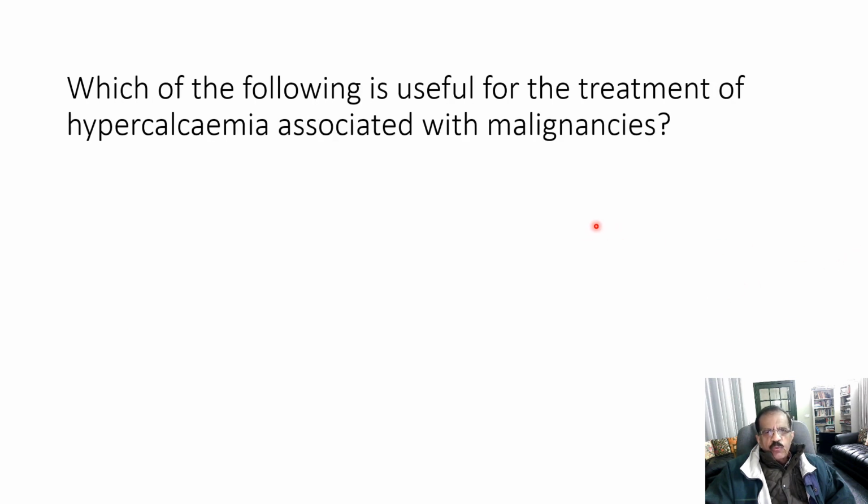Which of the following is useful for the treatment of hypercalcemia associated with malignancies? Bisphosphonates, they bind calcium and deposit calcium in the bone. Calcitonin, this is the hormone which has an effect just opposite of parathyroid. It would lower calcium and it would raise phosphate. And bisphosphonates, because they bind calcium and take it to the bone, would also lower serum calcium.